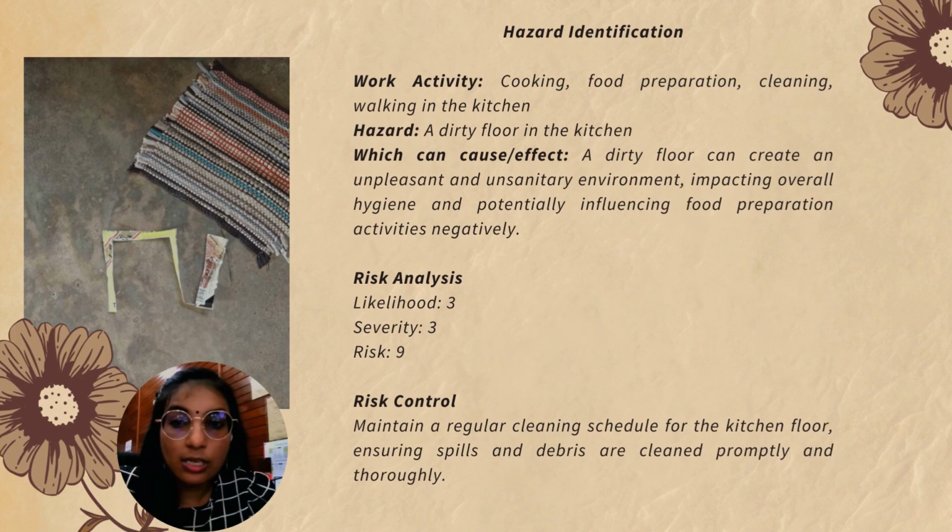Now the next asset will be a dirty floor in the kitchen. The work activity will be cooking, food preparation, cleaning, and walking in the kitchen. The cause is that a dirty floor can create an unpleasant and unsanitary environment, impacting overall hygiene and potentially influencing food preparation activity negatively. The likelihood will be 3, severity will be 3. So the total risk will be 9. To control this risk, maintain a regular cleaning schedule for the kitchen floor, ensuring spills and debris are cleaned promptly and thoroughly.